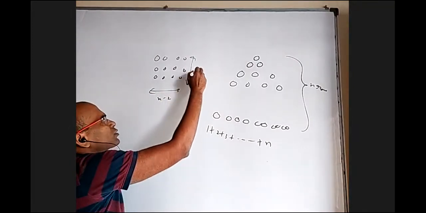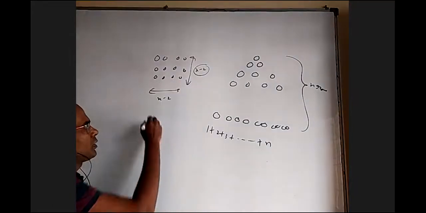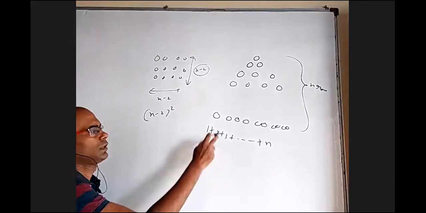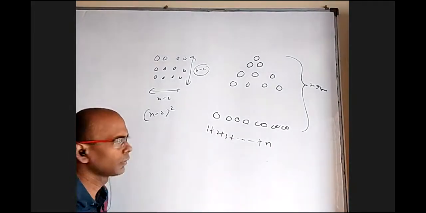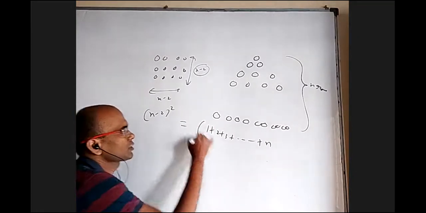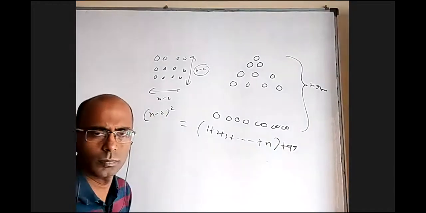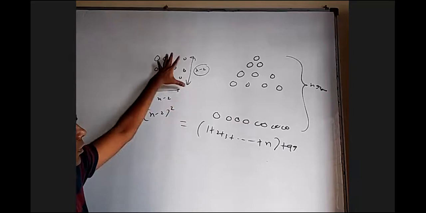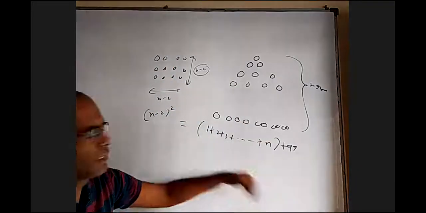This has n minus 2. So total how many balls? n minus 2 whole square. But are these two equal? No. This plus 99 is this, right? So I can write this plus 99 here. So here I took n, so this is n minus 2. The number of balls here is n minus 2 whole square. Here the number of balls is this, and for this I have to add 99 to get this.